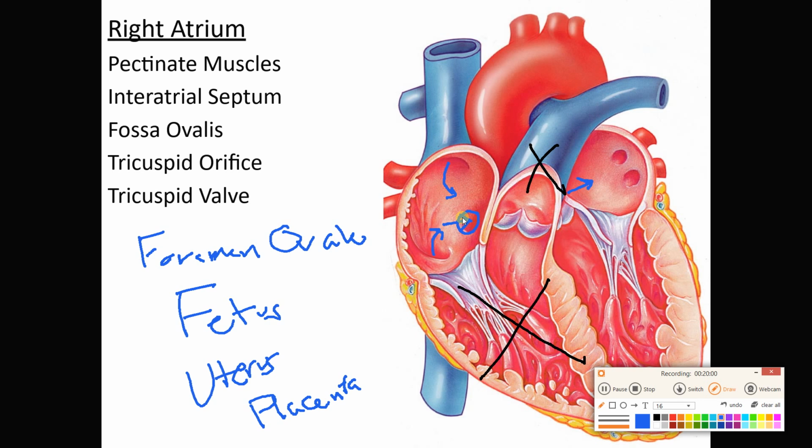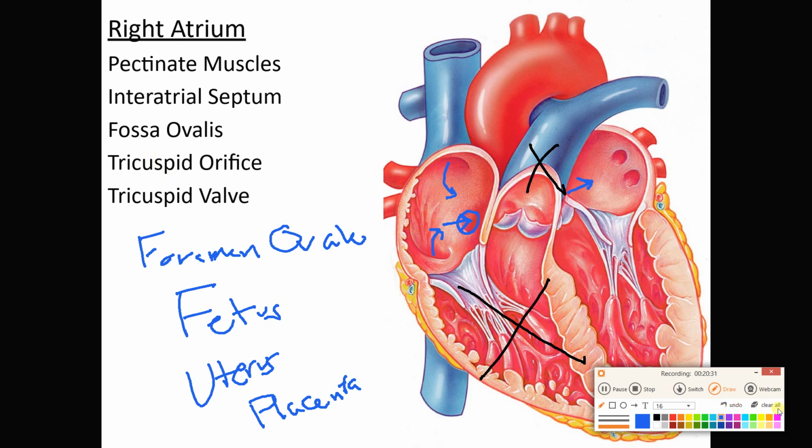Now, of course, when you're born, you start breathing. And when you start breathing, you actually slam a valve on that hole shut. And within like 24, 48 hours, that valve has had new tissue grow over it, and that hole has now become a depression. All right. And the depression is called the fossa ovalis. Okay, that took a while.